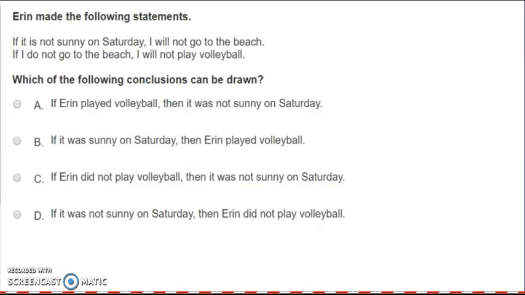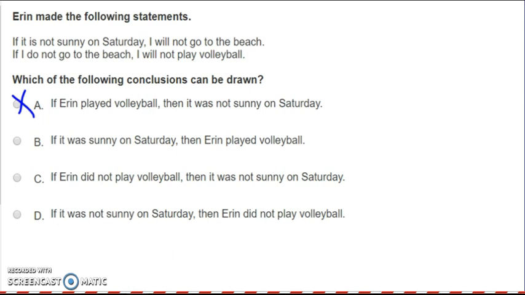If it is not sunny on Saturday, I will not go to the beach. If I do not go to the beach, then I will not play volleyball. Which of the following conclusions can be drawn? A: If Erin played volleyball, then it was not sunny on Saturday. Well, she said she won't play volleyball unless it is sunny, so that means it's not that one. B: If it was sunny on Saturday, she played volleyball.